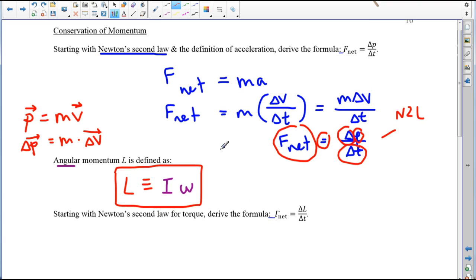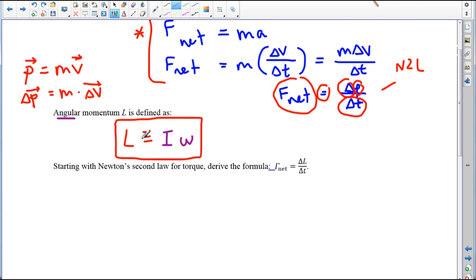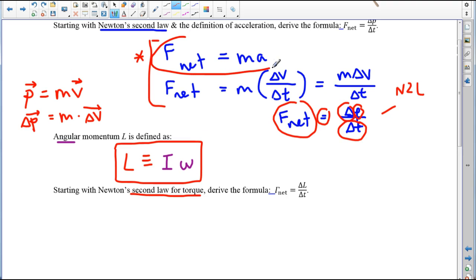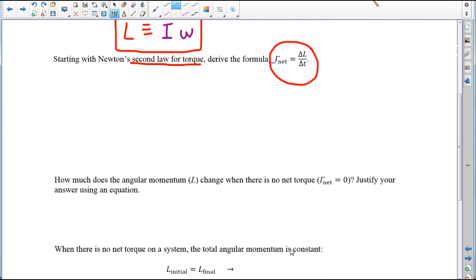So now I'd like you to follow a similar argument, starting with Newton's second law for torque, and derive this formula. And do that in your notes.